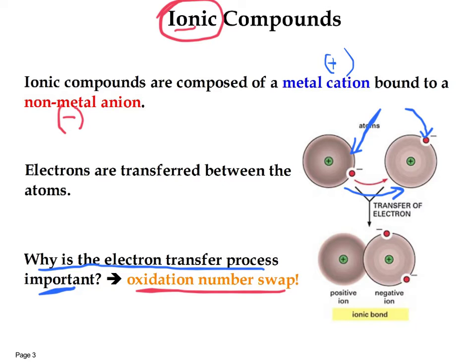Now, for right now, this probably seems like I'm talking in abstractions, but I promise you, once we take a look at some of the examples, we'll be able to make this concept of oxidation number swapping a little bit more concrete. But for right now, you need to understand that ionic compounds are a metal bound to a nonmetal, that the electrons are transferred in ionic compounds, and that the oxidation numbers are also going to be swapped whenever I write or name the compound.